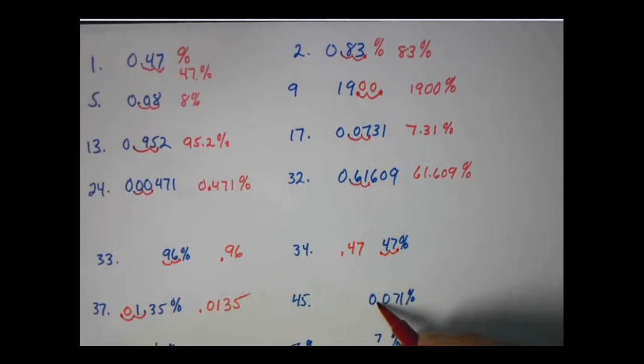45, same type of deal. 1, 2. There's nothing there. I have to fill it in. So we have 0.00071.